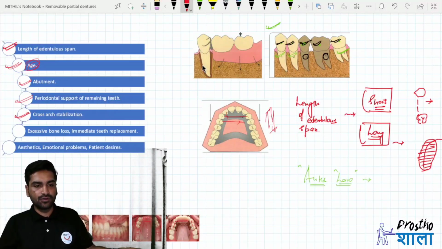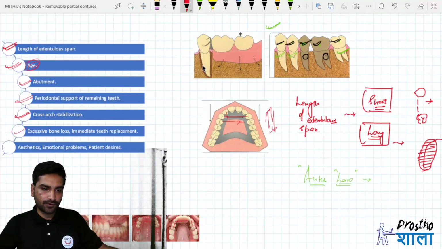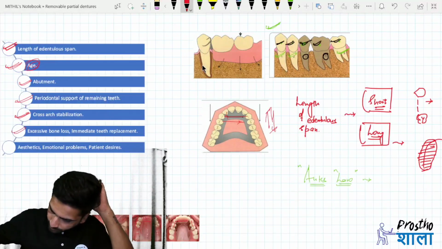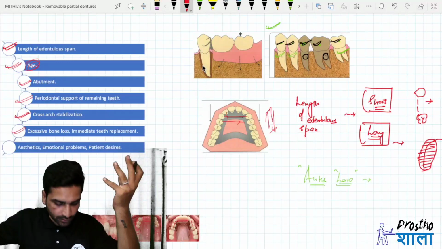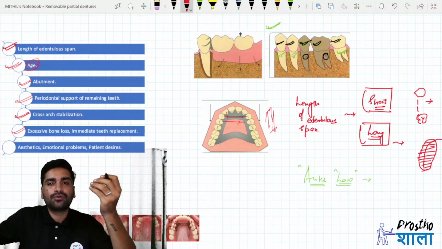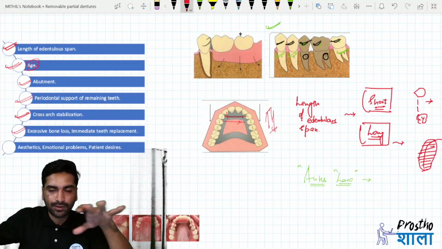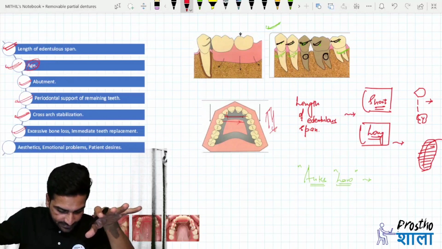Then excessive bone loss. Yes, again, if there is trauma to the teeth, trauma from occlusion or a larger amount of bone loss, as I said, vertical or horizontal bone loss, right? So in those cases, it's better to leave that tooth out or spare that tooth from your prosthesis and give a normal RPD instead of a fixed partial denture, right?